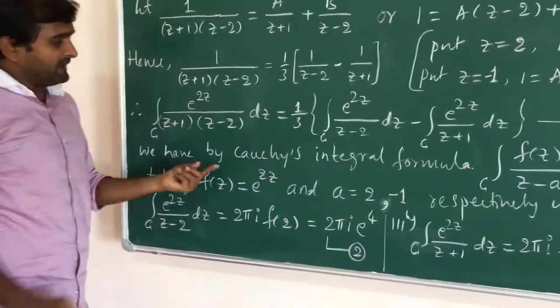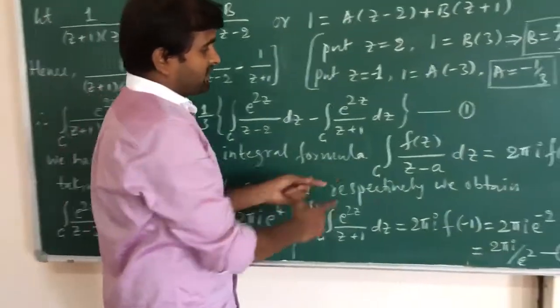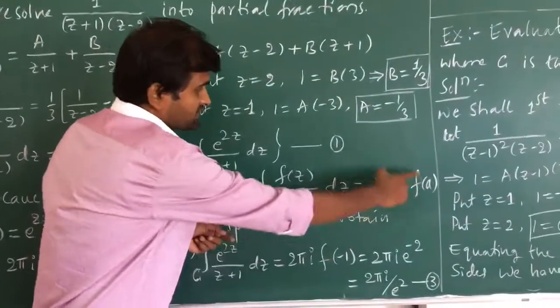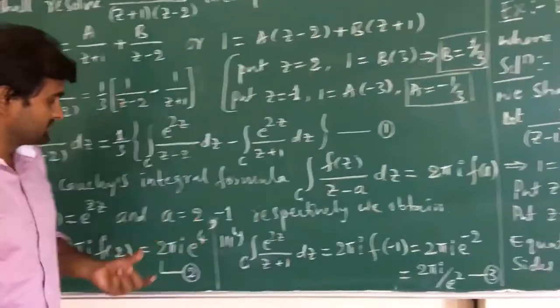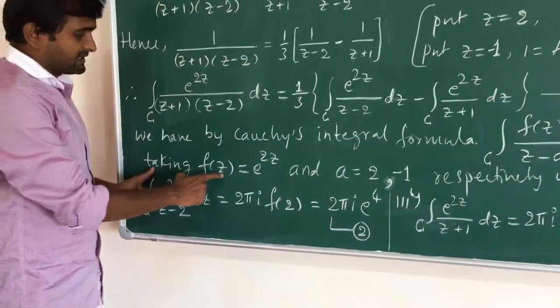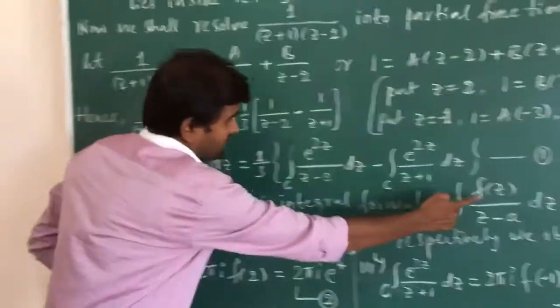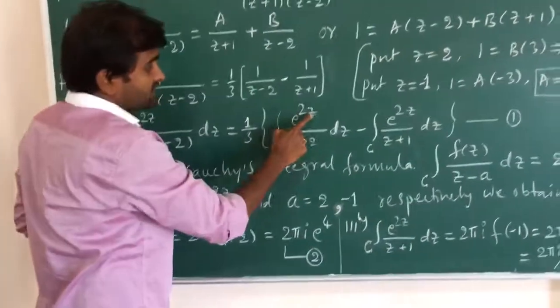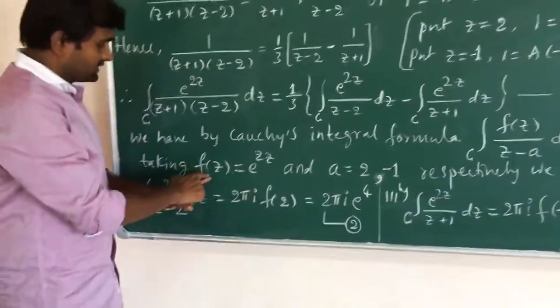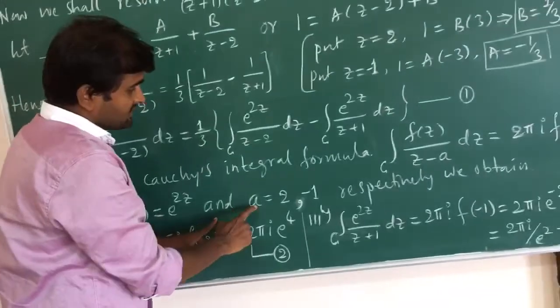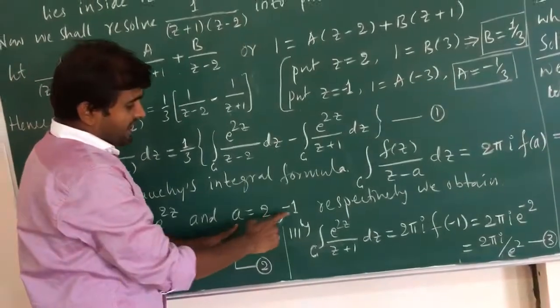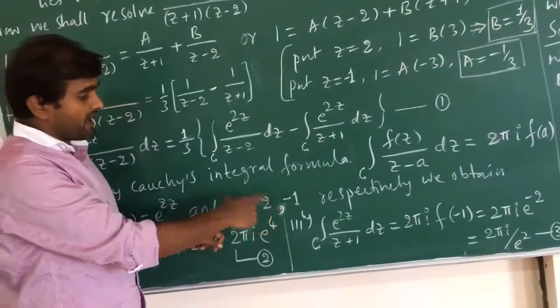Now by Cauchy's integral formula, we know this is the formula. In place of f of z we have e raised to 2z, and our points a are 2 and minus 1.